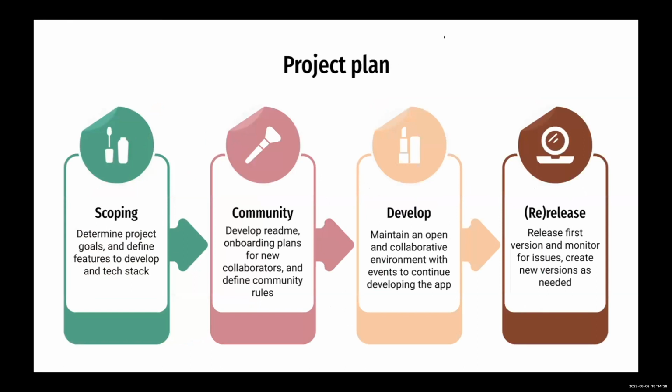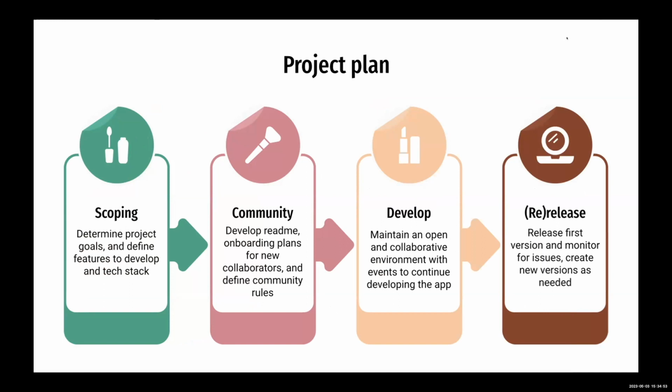So for the high level project plan, we'd start off with determining the project goals, defining the features to develop, and developing a tech stack, and then moving on to focusing on the community. Some things that would need to be done are developing a README file, onboarding plans for new collaborators, and defining community rules.